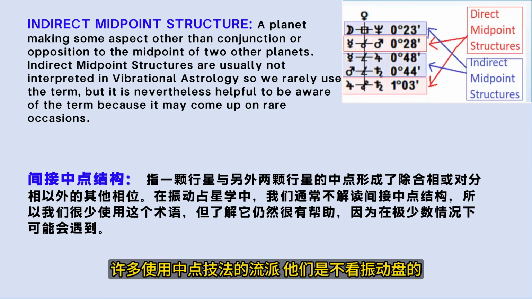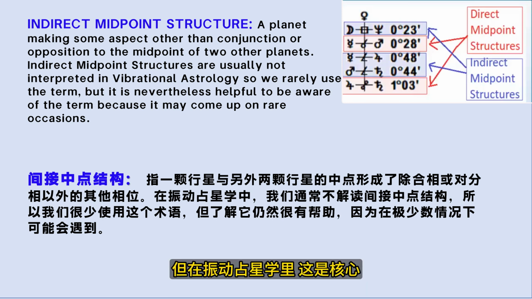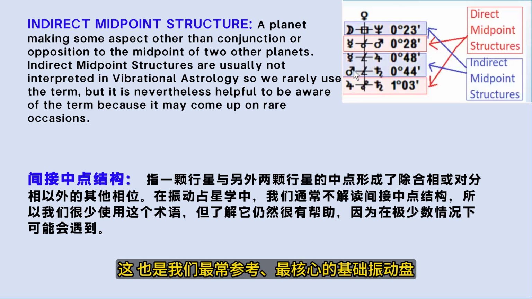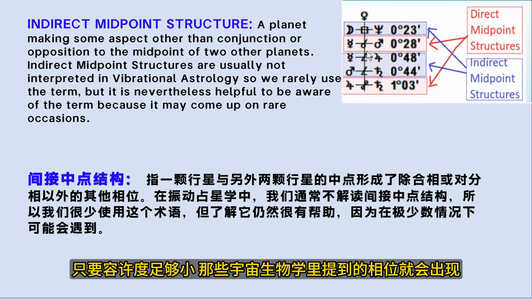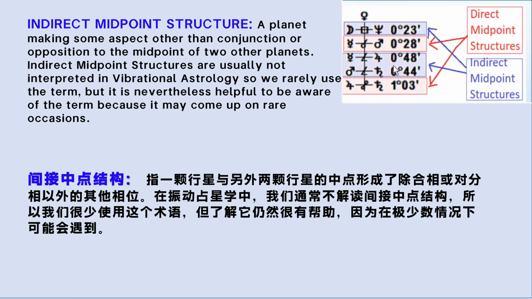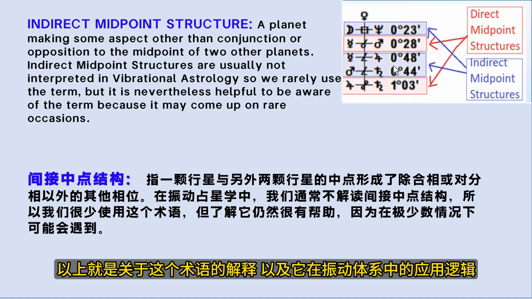In a lot of midpoint systems, they do not use vibrational charts. In vibrational astrology, we do. And these aspects that we are not interpreting will show up in the very important 8 vibration chart, which is in many ways like the most important fundamental first vibrational chart we often go to. These aspects used in cosmobiology will show up there if the orbs are very small. All right, so that's that terminology and how it relates to what we do in vibrational astrology.